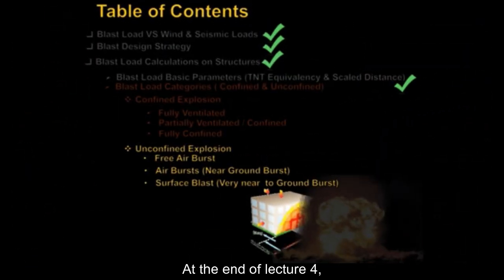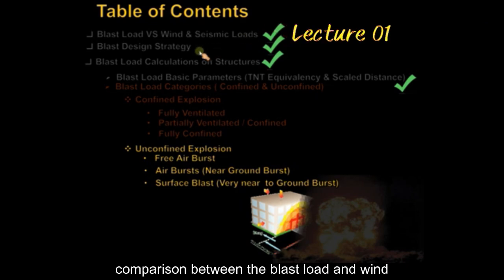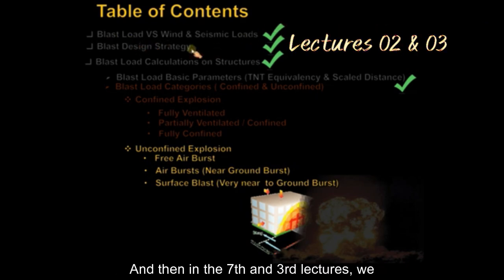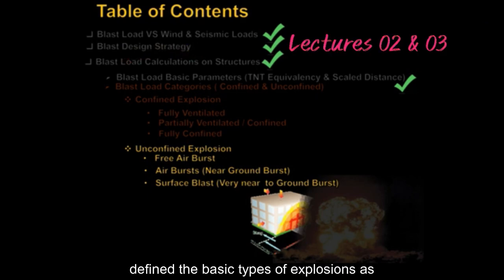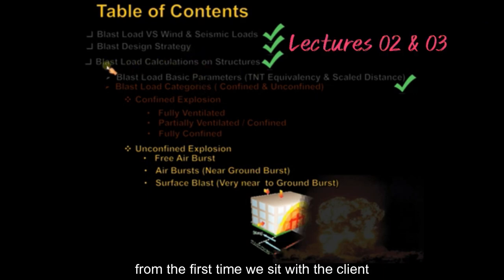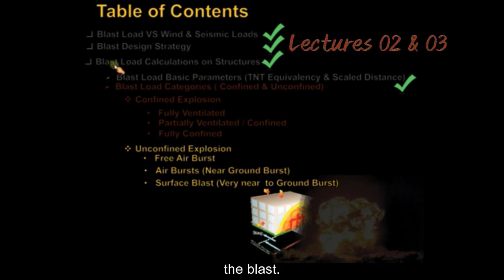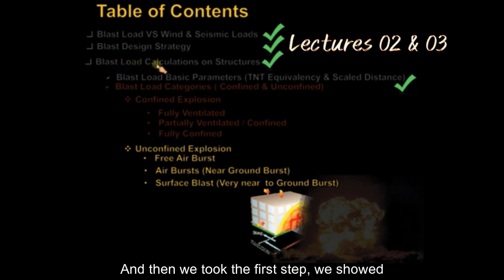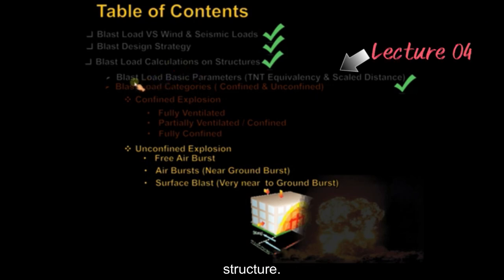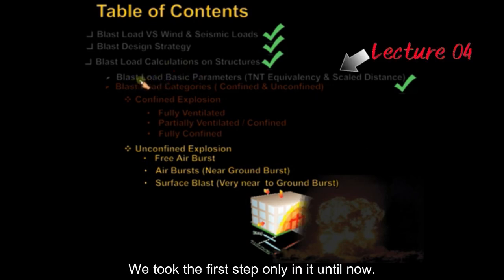At the end of lecture 4, let me summarize what we said in the previous lectures, as written in gray. In the first lecture, we detailed a comparison between the blast load and wind and seismic on the other side. And then in the 2nd and 3rd lectures, we defined the basic types of explosions as well as addressed the blast design strategy in detail, from the first time we sit with the client until we get the building designed against the blast. And then we took the first step, we showed in detail how to start calculating on the structure. We took the first step only until now.